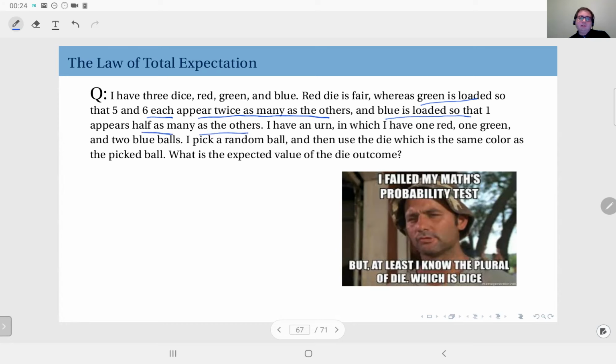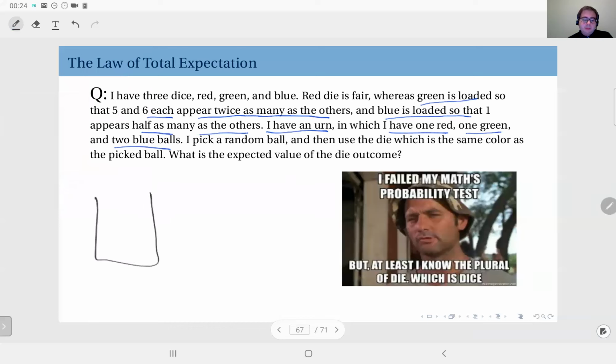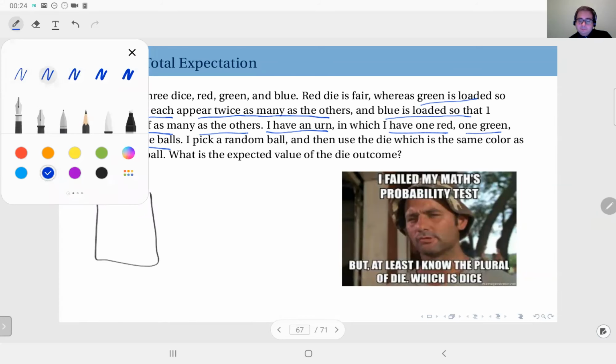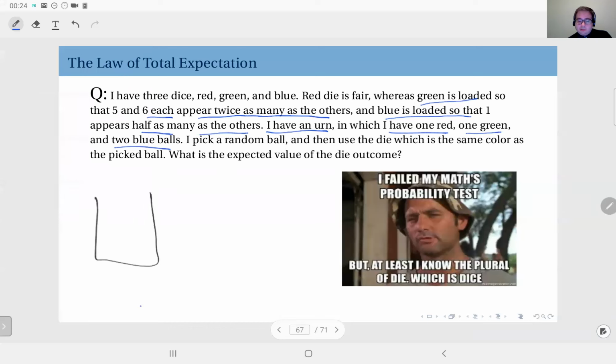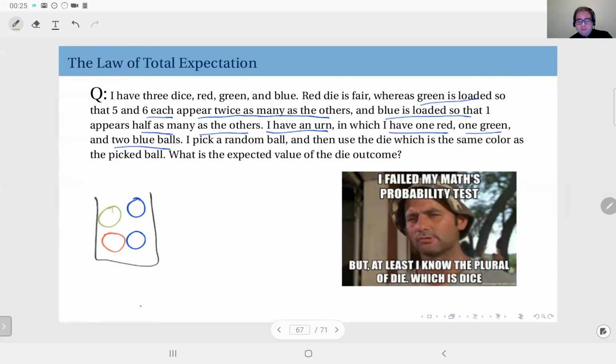Okay, so red die is fair. Green and blue are not fair, but their characteristics are a bit different. And then I have an urn in which I have one red, one green, two blue balls. So here you have an urn. Let's show this. You have an urn in which I have two blue balls and then one red and one green.